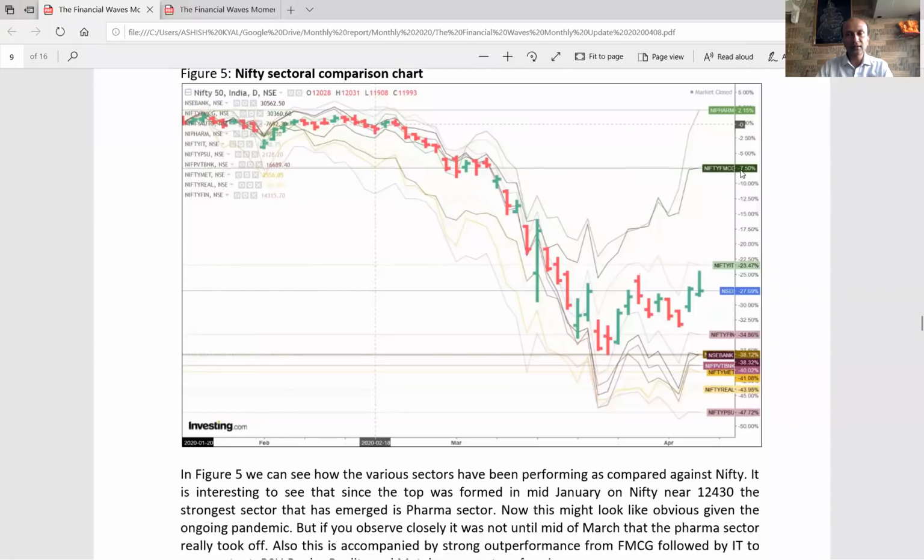Nifty FMCG is here. This is 8th April, guys. Suppose that you have already seen it going much higher now. Look at the stocks. I'm going to talk about that. And look at the other stocks. Nifty PSU banks is negative 47%.